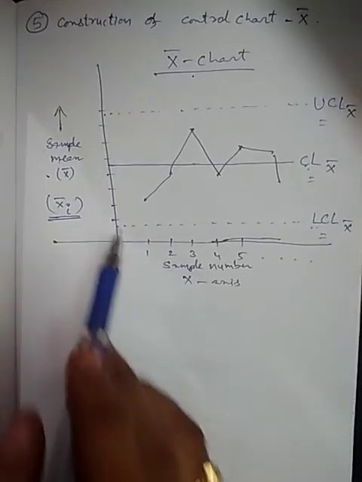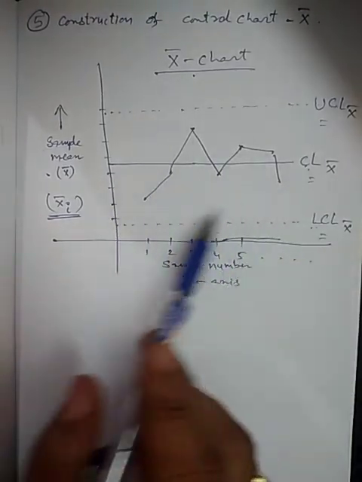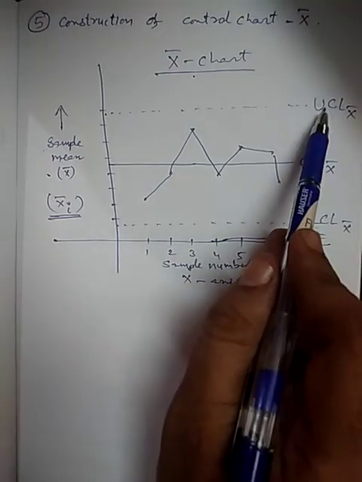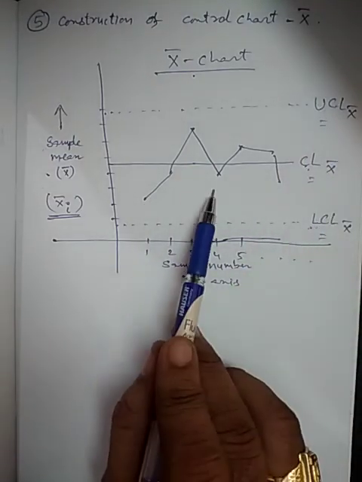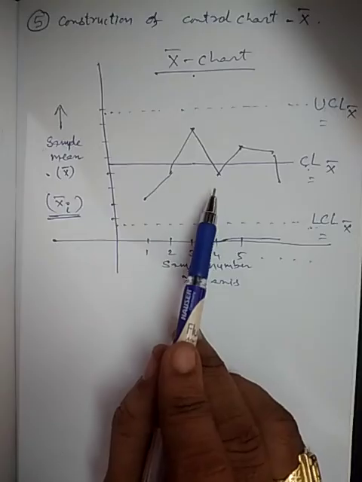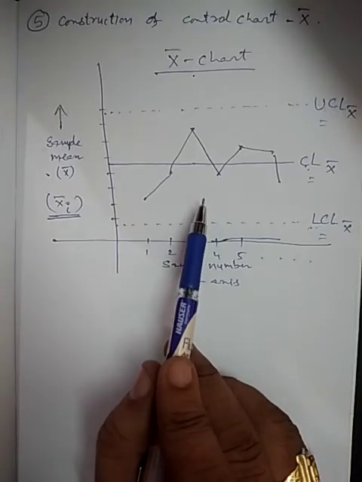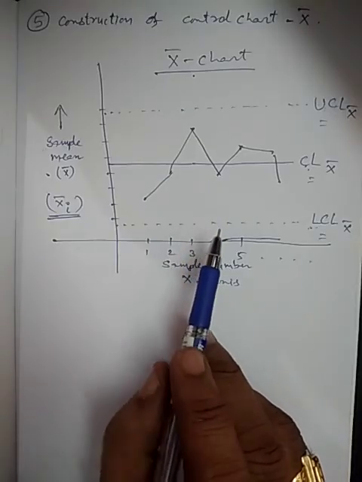Now you see here, if all the points formed like this are within LCL and UCL, then the process is said to be under statistical quality control.